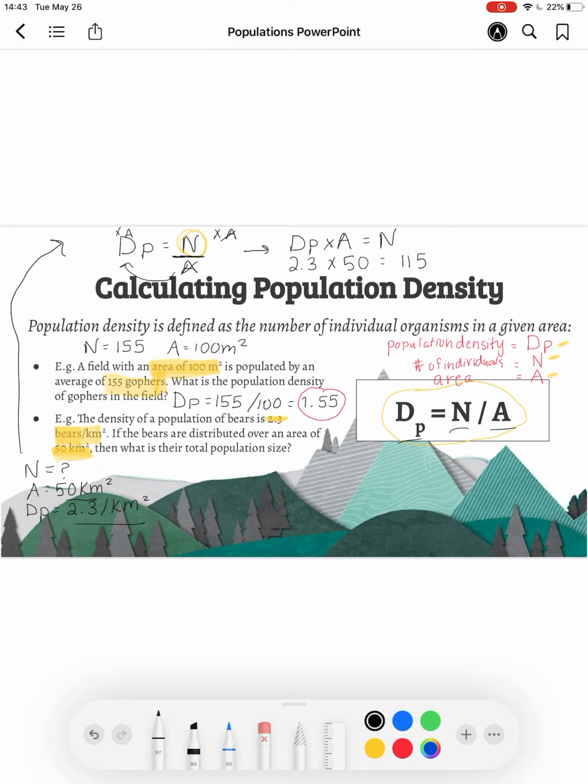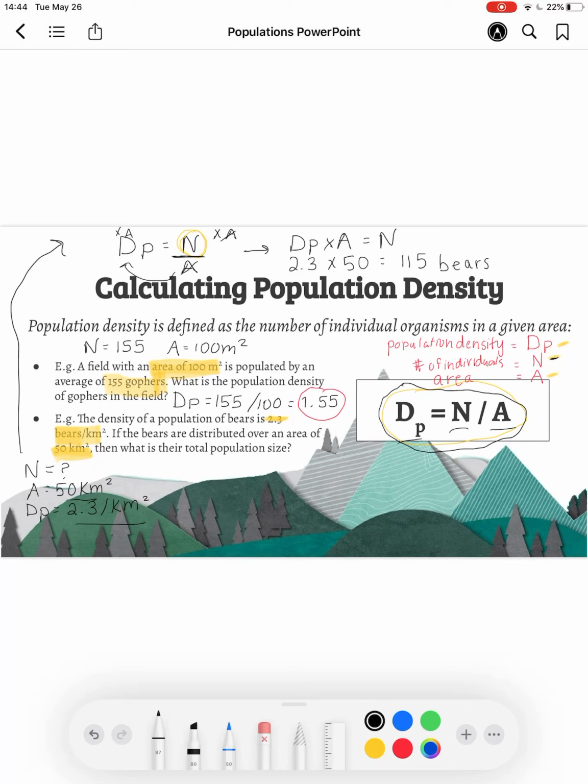And remember, N stands for the number of individuals, and we're looking at bears. So that's 115 bears. So the whole question is saying if there's 2.3 bears in every kilometer squared, and there's 50 kilometers squared, how many bears do you have? Well, if you've got an area of 50 kilometers squared, you should have about 115 bears. This is a formula that lots of wildlife people would use because they're using it to figure out some things about the population and keep populations going.